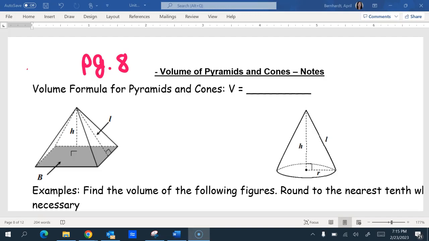Right, today's lesson is going to cover volume of pyramids and cones. So if you have your notes, this starts on page 8.